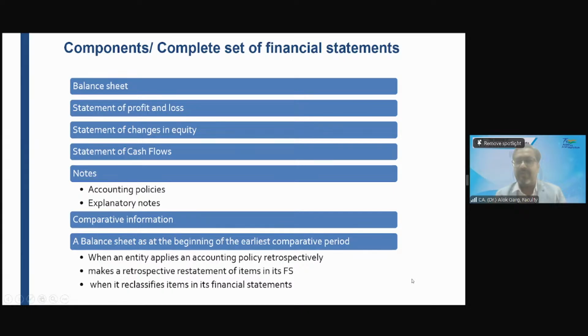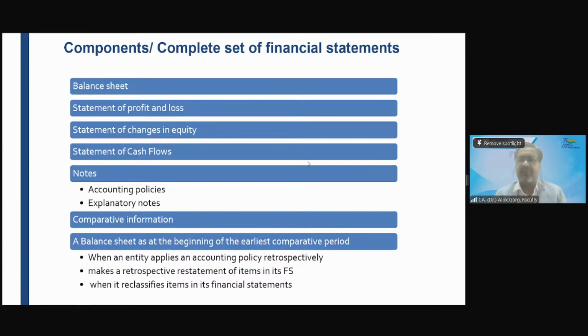I have shown you ONGC balance sheet also. Yes, sir. Good morning, sir. Sir, when there is an accounting policy change retrospectively, and it makes a reclassification of the items, then we have to incorporate the third balance sheet, which is the prior period, the 1st April.